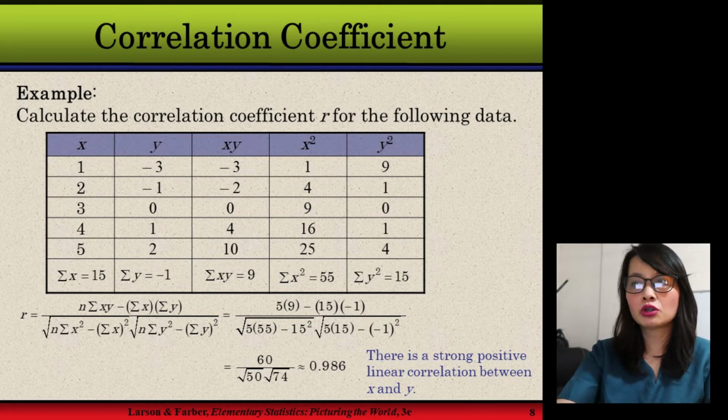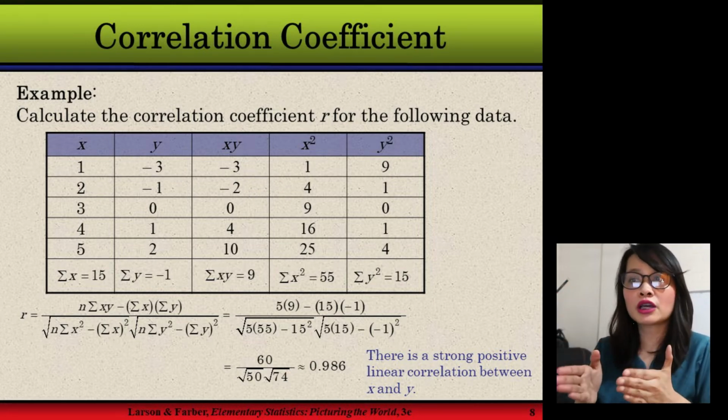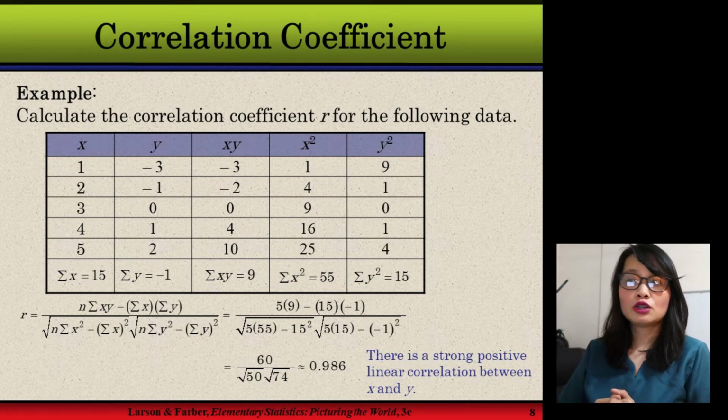2 raised to 2, so you do have 4. 3 raised to 2, so you do have 9. And then so on and so forth. And then to get the summation of x squared, you just simply add. So you do have 55. So same thing with y squared also.